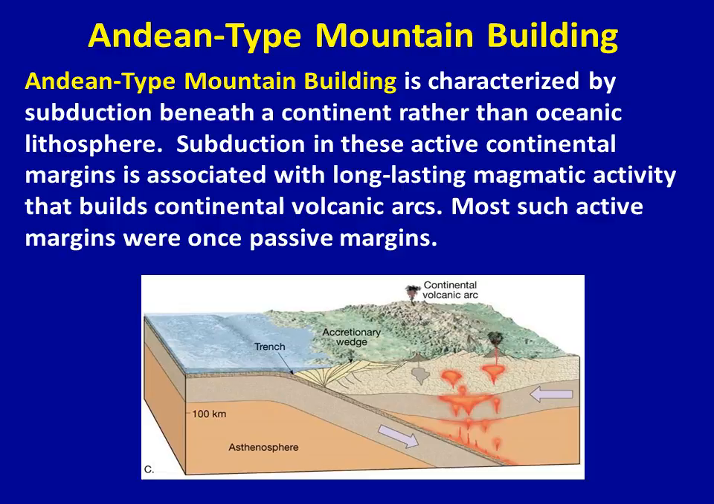One type of mountain building is called the Andean type, and it's named after the Andes Mountains in South America because they're a classic example of this type of mountain building. This involves the subduction of an oceanic crust beneath a continent rather than another oceanic crust. And subduction in these active continental margins is associated with long-lasting volcanic activity that builds continental volcanic arcs. So if you were to visit the Andes Mountains in South America, you would find that there are many volcanoes among those high mountains. And most such active margins like this were once passive margins.